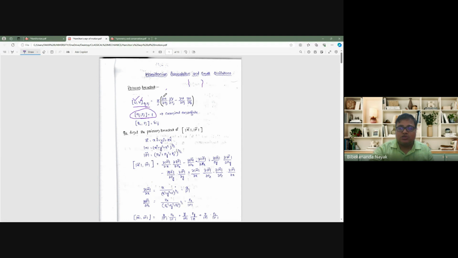If you take U as Qj and V as Pj, obviously it will be 1. For Qj, Qj it is 0, for Pj, Pj it is 0, and for Qj, Pj it is 1, so the others cancel. So if Qj, Pj are canonical conjugates, then the Poisson bracket will be 1. Obviously, Qi, Pj will be delta ij.